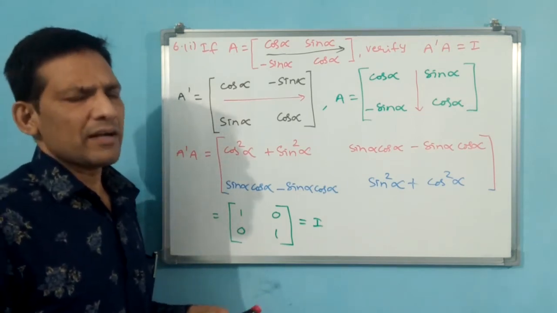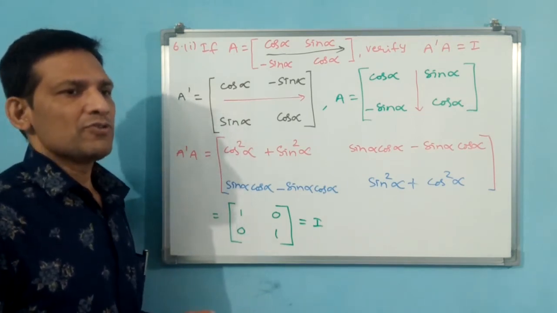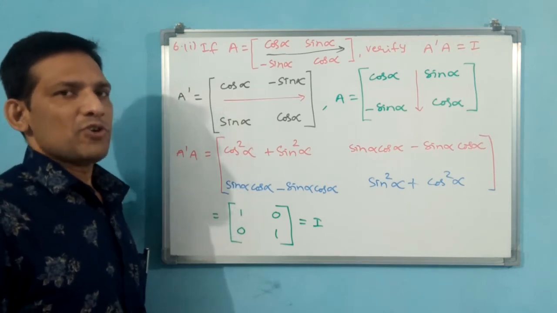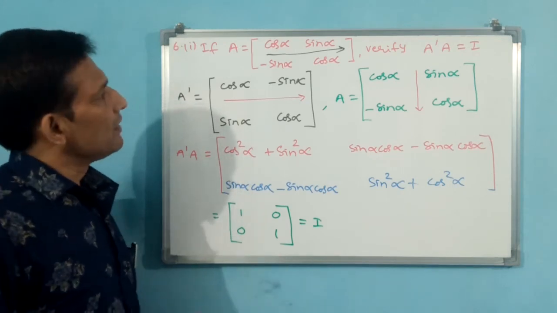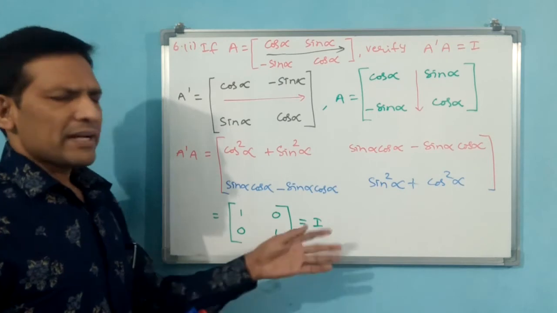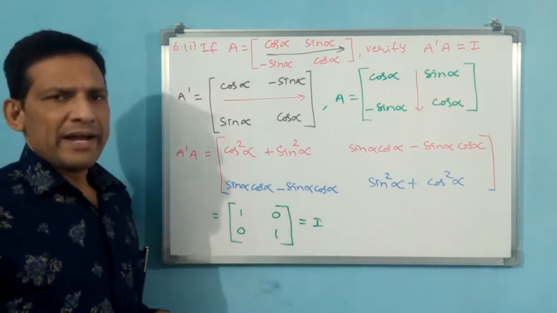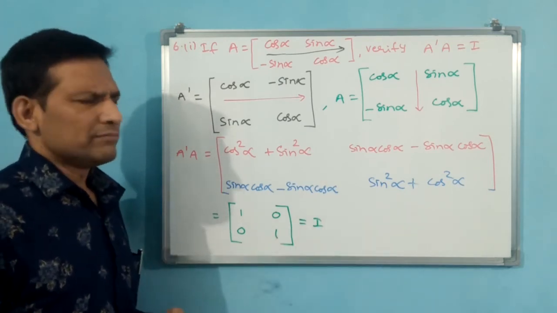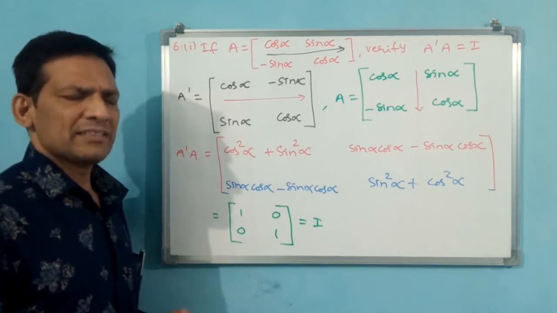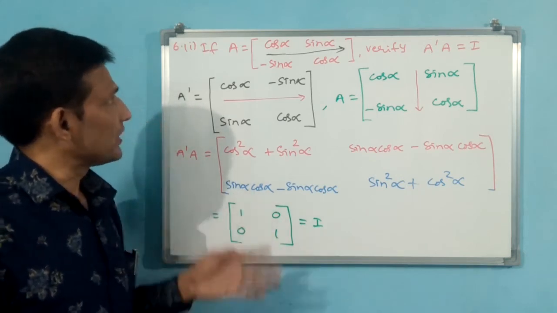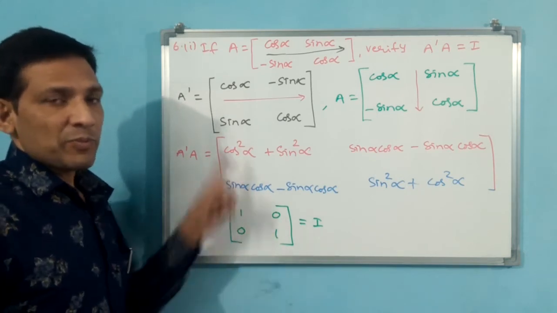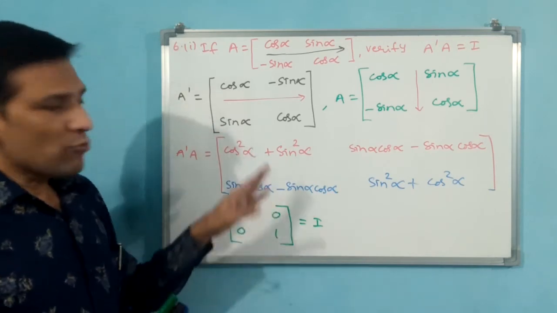1001 is I, second order I. 100, 001 is third order I. Now we have verified. You can write verified, hence verified, or proved. LHS is equal to RHS, hence proved. Whatever you want, you can write. This is the first part of this question. Second part I am going to write.